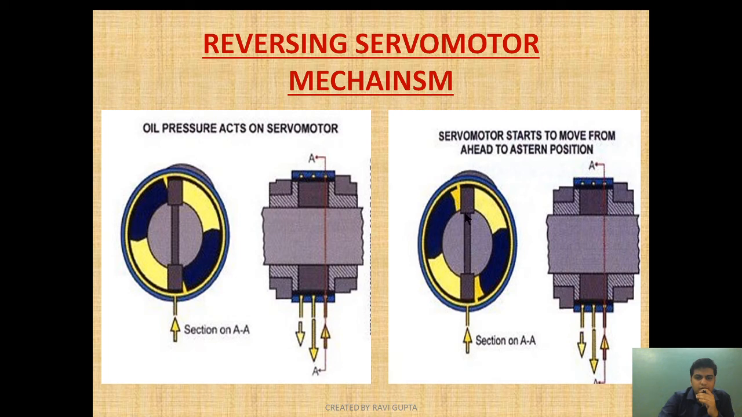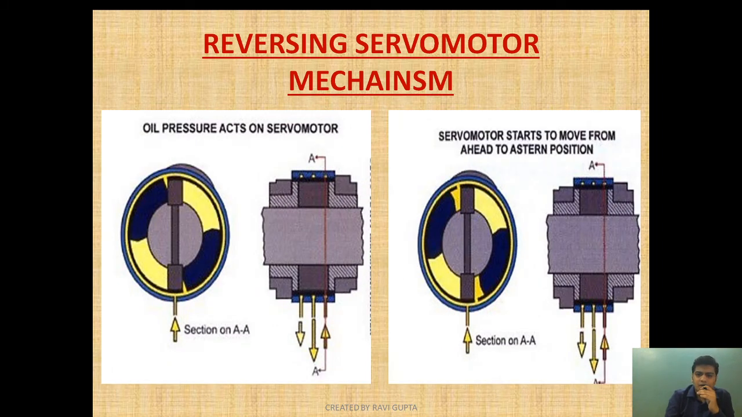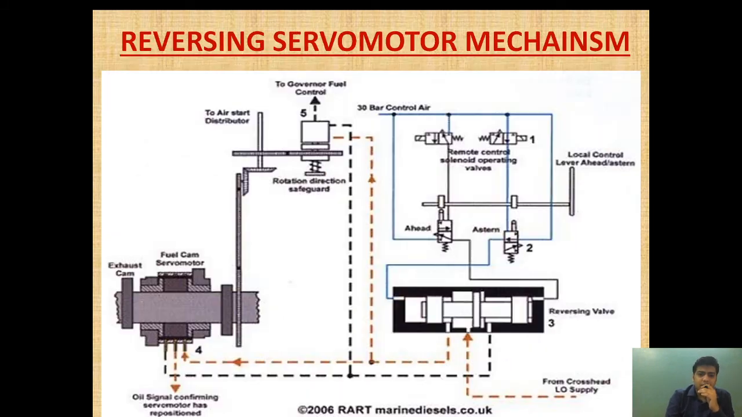Oil is filling up this space, and here the oil has filled up the space and the cam is already adjusted. As the cam is fully adjusted and has touched, now the return oil will go and will confirm that the reversing servo motor mechanism is completed and the fuel pump is retimed, and the engine is good to go in the ahead direction. So I hope you have understood how the reversing servo motor mechanism moves the cam.